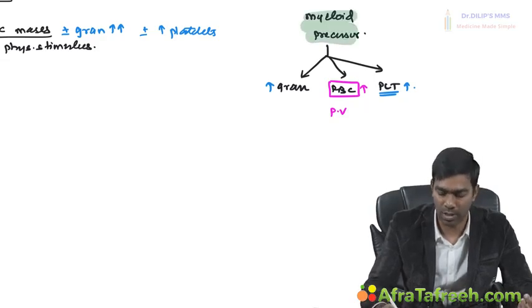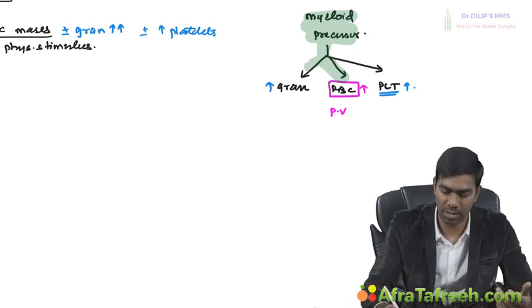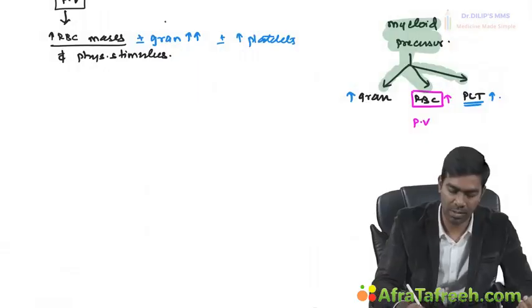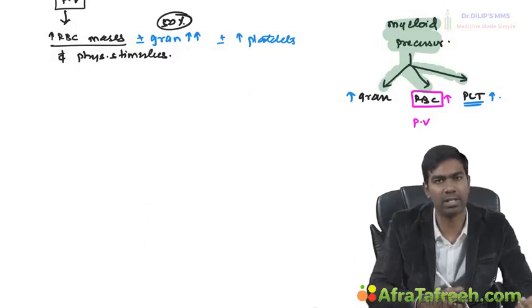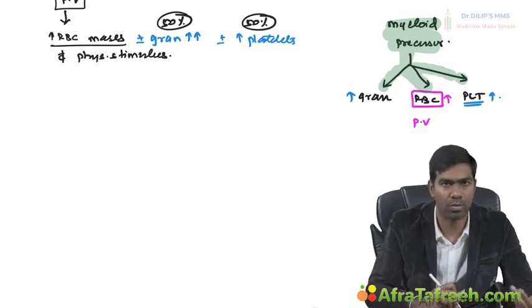Due to some mutation, the proliferation is increased, or maturation differentiation through the RBC lineage increases. Some can spill over towards the platelets and granulocytes also, which means you can get increased production of granulocytes and platelets also. So that is the reason why this is possible, which means 50% of polycythemia vera cases will have increased granulocytes, and 50% of polycythemia vera cases may have thrombocytosis also.